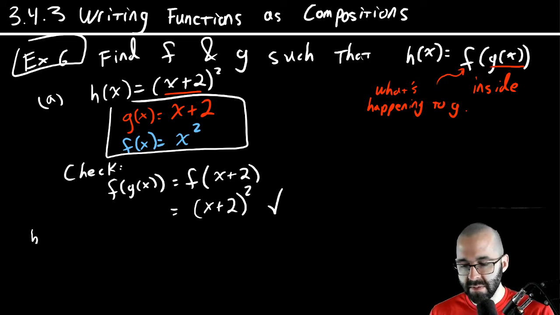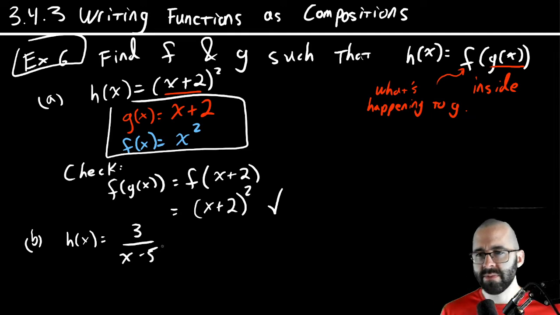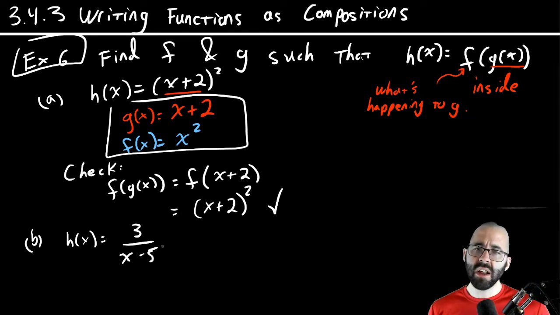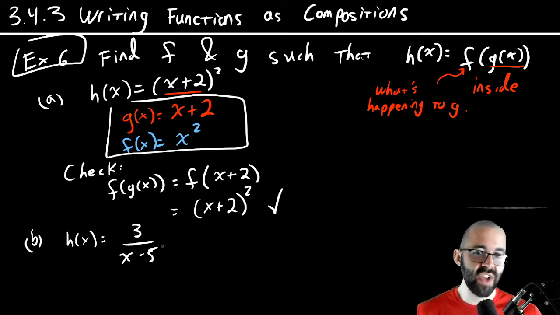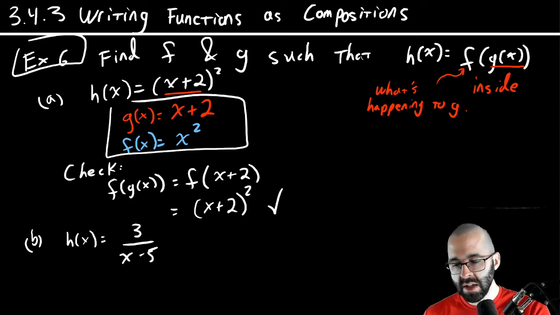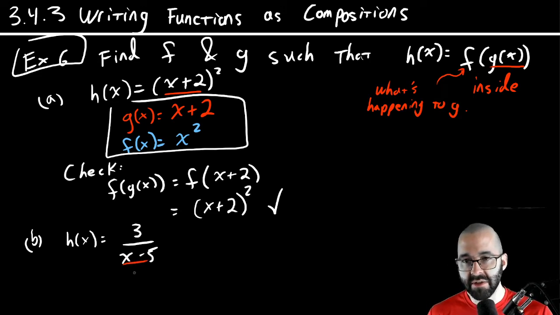Let's do another one. Part B. h of x equals 3 over x minus 5. And there's a lot of different ways that you can go about doing this problem. So there's no parentheses here for us to choose our inside function. But we could use a denominator. That could work too. If you wanted, you could say, well, maybe x minus 5 is our inside function here. There's multiple choices that you could make.